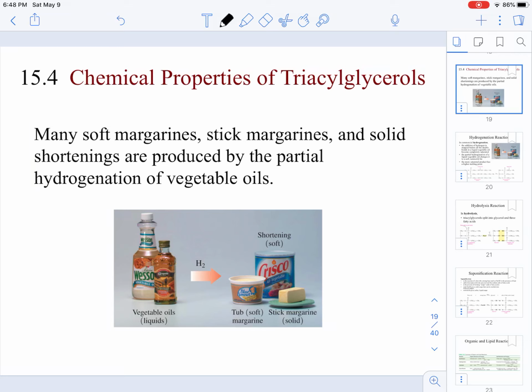In this video, we are going to be looking at the chemical properties of specifically triacylglycerols and at some reactivity that have to do with these type of fatty acids. So when it comes to the chemical properties of triacylglycerols, understand that here we're going to be looking at chemical reactions that can be done with these molecules. The first example that we have in this slide is the hydrogenation process that can happen to certain oils in order to make products like margarine or shortening.